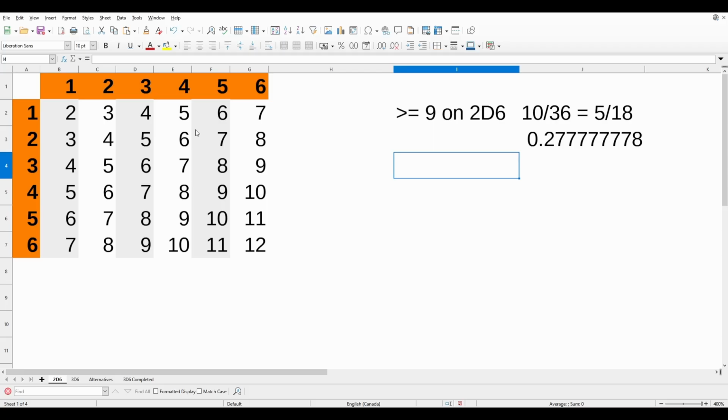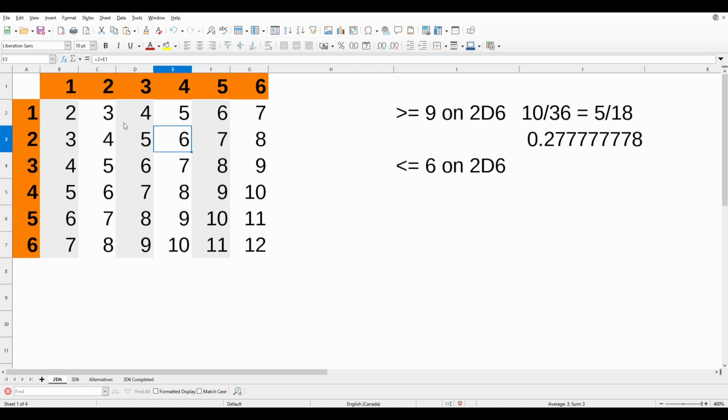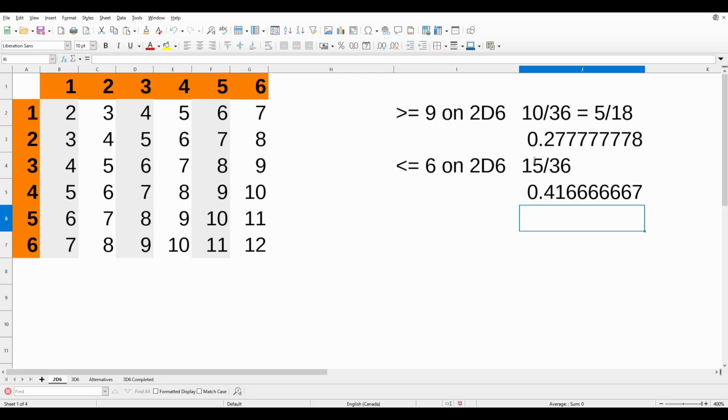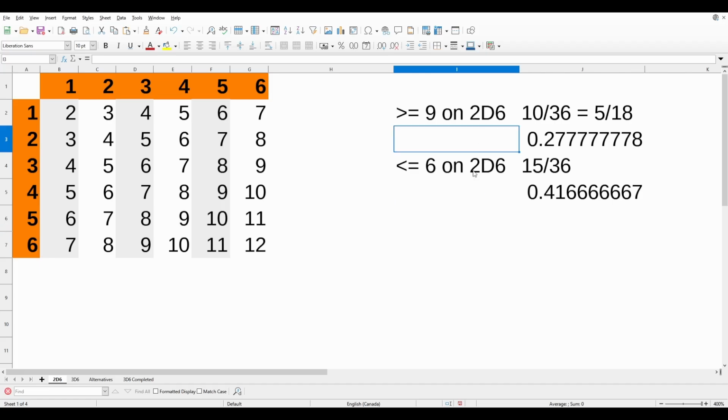Let's do another one. Let's do 6 or under. So let's do less than or equal to 6 on 2d6. And we're just going to count. We got 8 here, 9, 10, 11, 12, 13, 14, 15. So we're going to have 15 out of 36, which is 42% about. So there's an interesting pattern here.